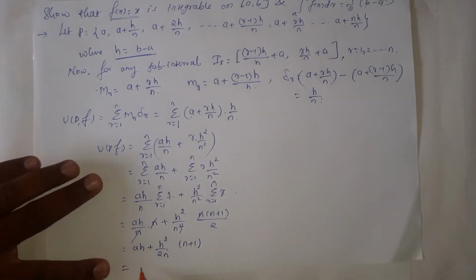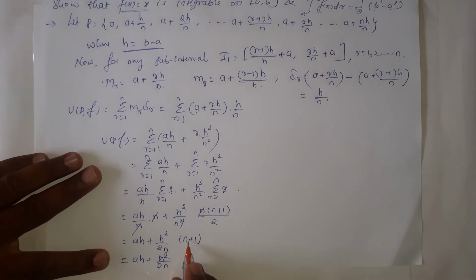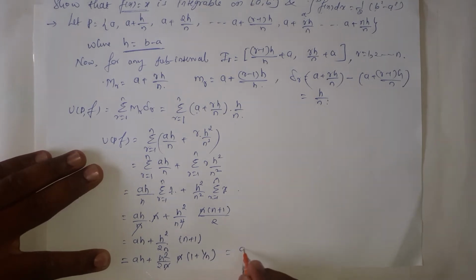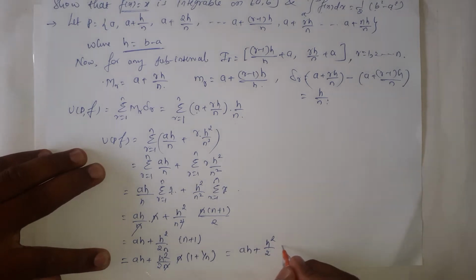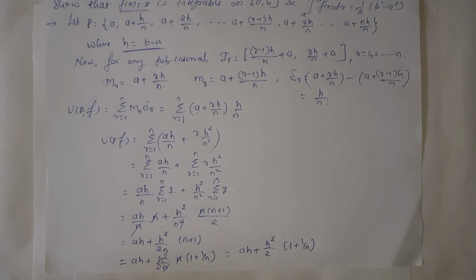And again we can write this one as a h plus h square by 2n, and here we can take that n common, then it is n into 1 plus 1 by n, this n and n get cancelled, so therefore it is a h plus h square by 2 into 1 plus 1 by n. So therefore this is the UPF for the given function, that is equal to a h plus h square by 2 into 1 plus 1 by n.